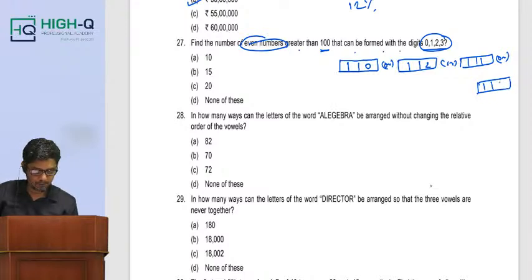Yes, 1, 2, 3. Okay. What is it? 0, 2. Why particularly should the last digit be 0 or 2? Because when the last digit is 0 or 2, it is an even number. So I'm finding an even number. Also 3-digit, 4-digit. 2 cases I'm having.